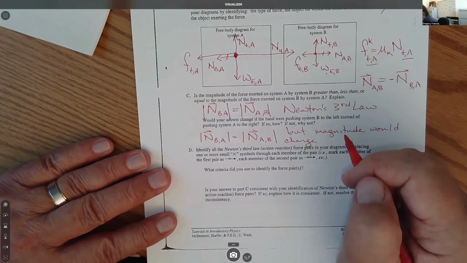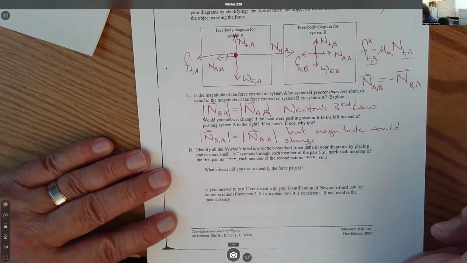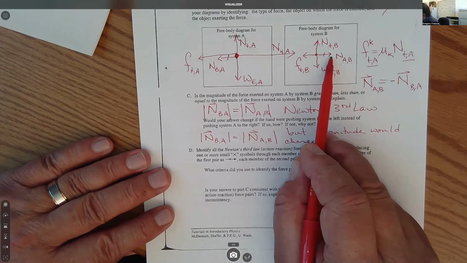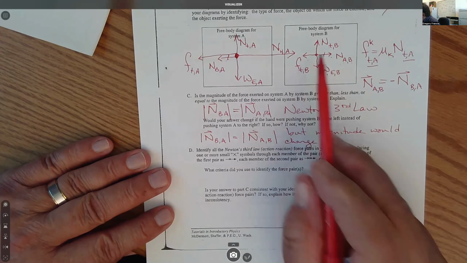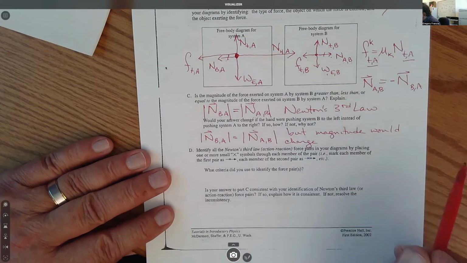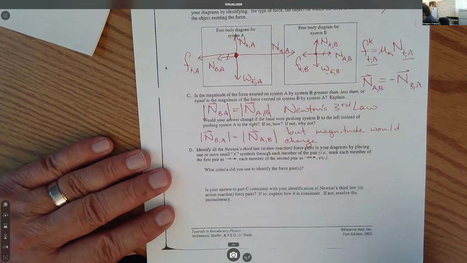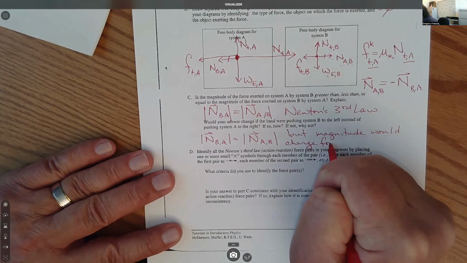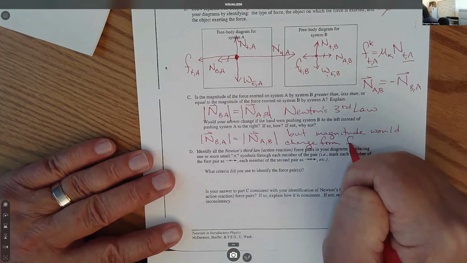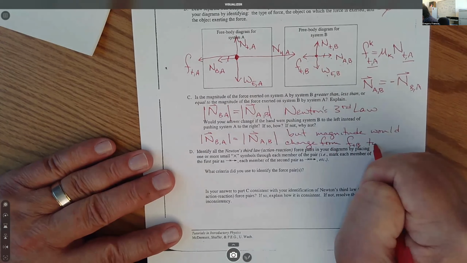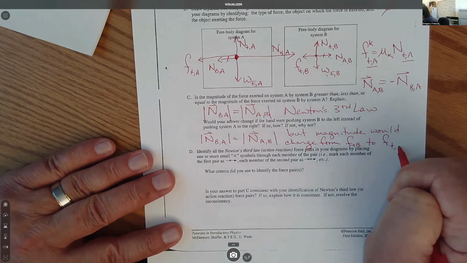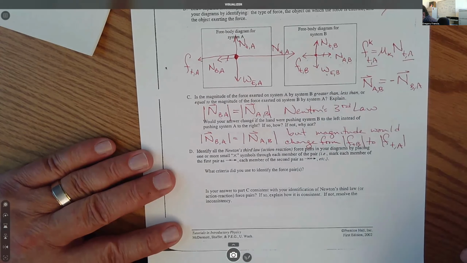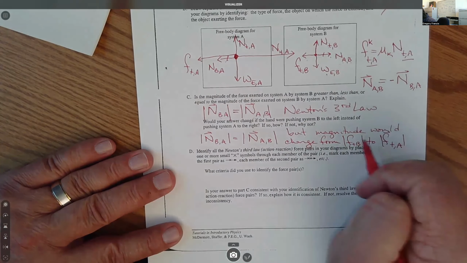The normal force between the two blocks had to balance the friction on B. If we were pushing the other way, it would have to balance the friction on A. So the magnitude would change from the friction by the table on B to the friction by the table on A. Magnitude. Okay, those are vectors, of course.